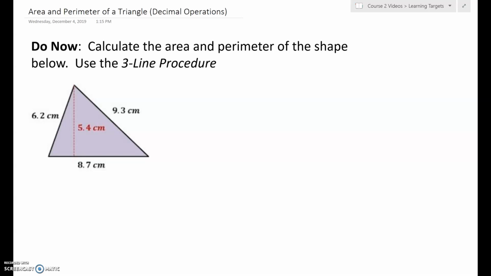We're talking about area and perimeter of a triangle, and this also involves decimal operations. It's a little bit of a reminder about the three-line procedure, just a way of staying organized and neat when you're doing these area and perimeter problems. So we're going to calculate the area and perimeter of this triangle, and we need the three-line procedure.